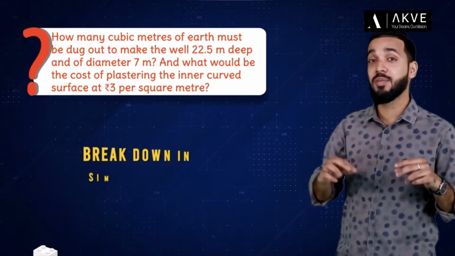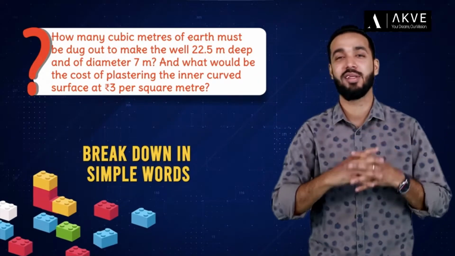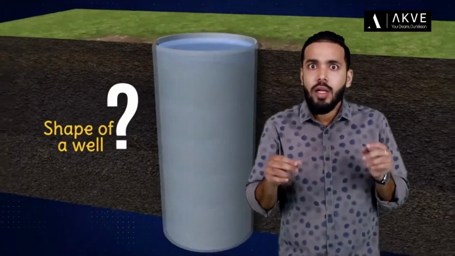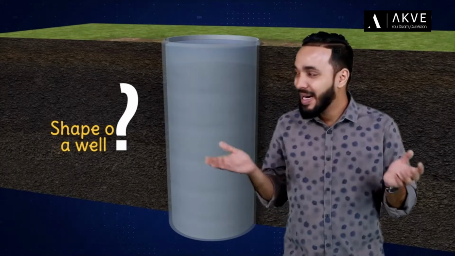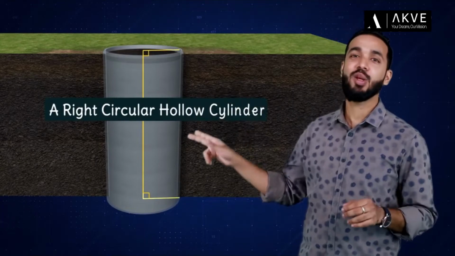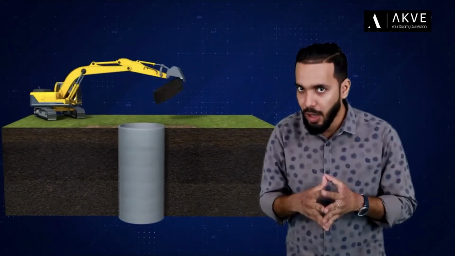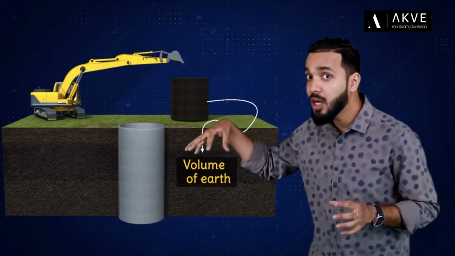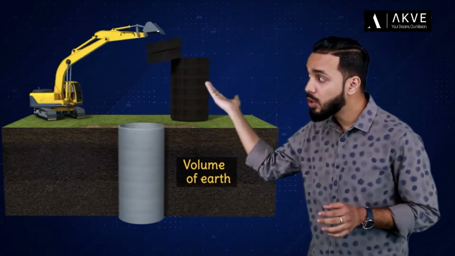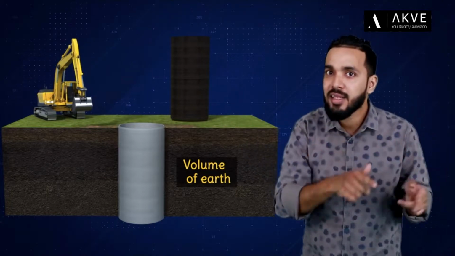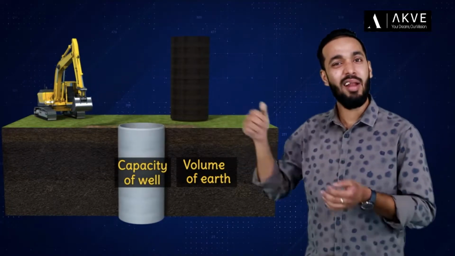So let us first break it down in simpler words. Firstly, your NGO needs to make a well of certain measurement. What is the shape of a well? A cylinder, right? Not just any cylinder, a right circular cylinder that's hollow inside. And if you think about it, the volume of earth to be dug out to make the well is nothing but the capacity of the cylindrical well.